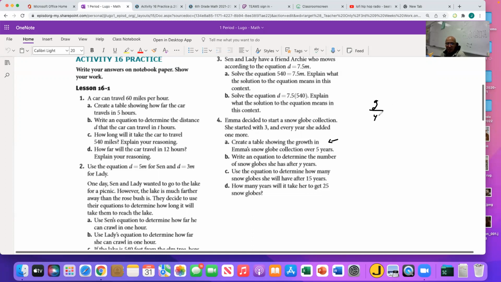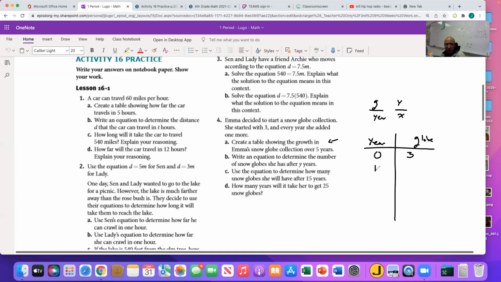So this is my Y, or what comes second, and this is my X. This is my independent, the year. So I'm going to do year and G for globe, or I can actually write globe. And let's go ahead and do the table. Notice, ladies and gentlemen, that in year 0, she starts off with 3. That's what she started. And she added 1 every year.